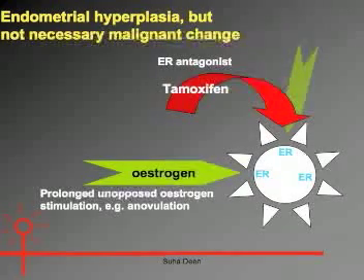Tamoxifen competes with estrogen on the estrogen receptors, giving a false impression to the endometrial cells that the estrogen receptors are continuously stimulated. It's not by estrogen in this example, it's by tamoxifen, but it's the same end result. It might lead to endometrial hyperplasia.